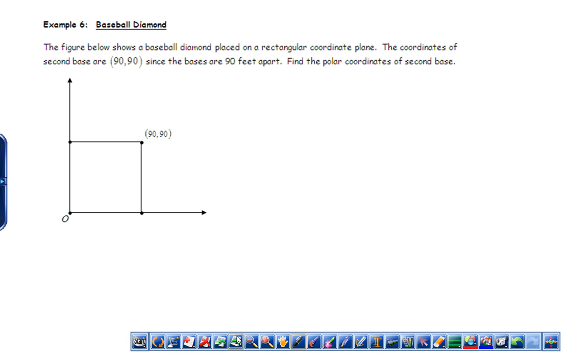All right. These last two problems are basically the same thing we've been doing. It's just set up a little bit different. The figure below shows a baseball diamond placed in a rectangular coordinate plane. So this is your x, this is your y. The coordinates are based on second base. They're 90 feet apart. Find the polar coordinate. So we're going to polar. So this is 90 and this is 90. Here's your triangle.